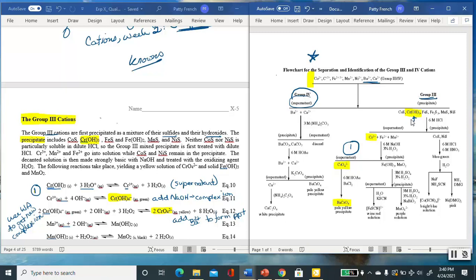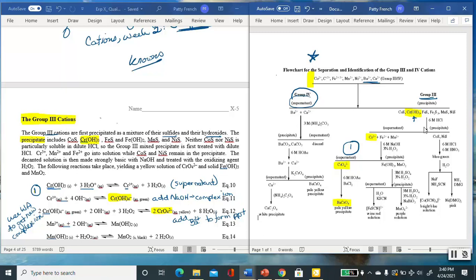Now, as I go through this, the first one I'm going to look at is chromium, and I highlighted it here on the flow chart. We're going to follow these steps through the flow chart as we follow the reactions. So the first thing we have when we have the precipitate for chromium is chromium hydroxide, chromium 3 hydroxide.